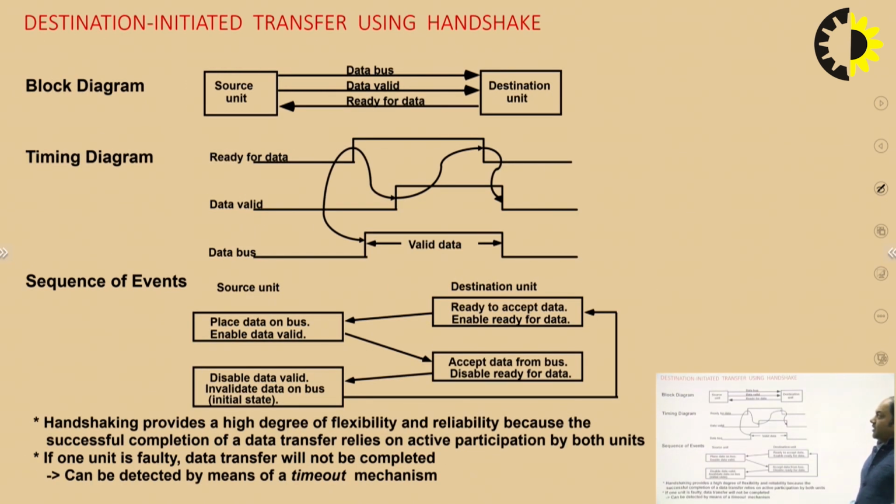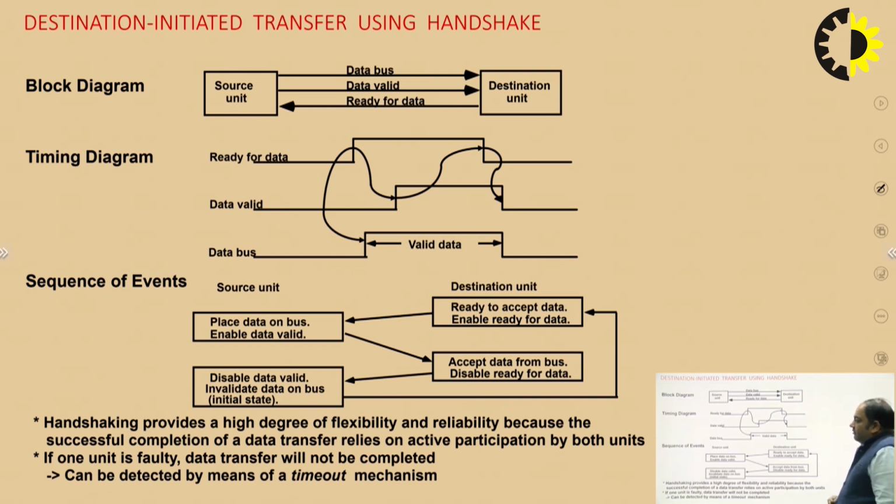Now comes the destination initiated transfer. In destination initiated, the source sends the data and validates the data. What will the destination say? The destination will say, okay, now we are going to execute that information, and we are ready for the execution of that instruction. So in the timing diagram you see the data bus, data valid, ready for data, then validate the data, then again ready for data, and then it goes for the execution.